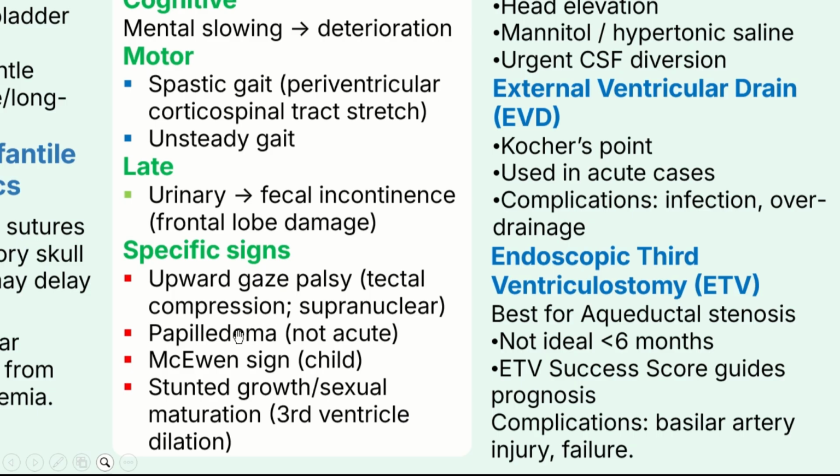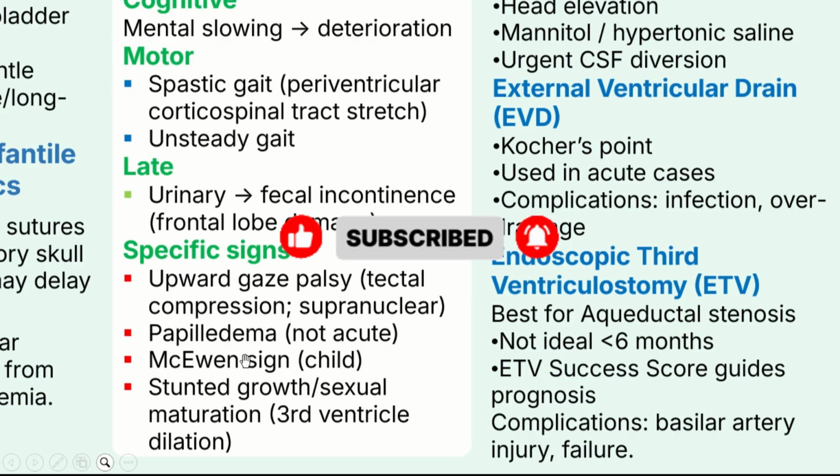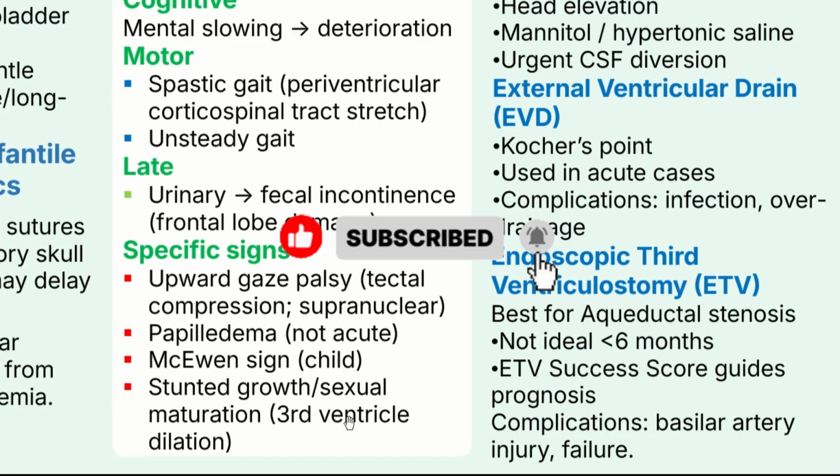We have stunted growth or sexual maturation, and this is going to occur when you have the ventricle dilating. When it dilates, it's going to push on the sella turcica. When it pushes on the sella turcica, it's going to cause compression of the pituitary. And remember, it's the pituitary that is responsible for the secretion of growth hormone.